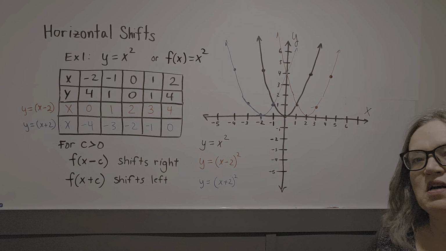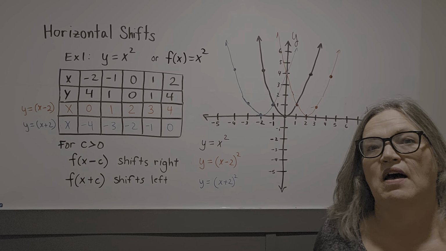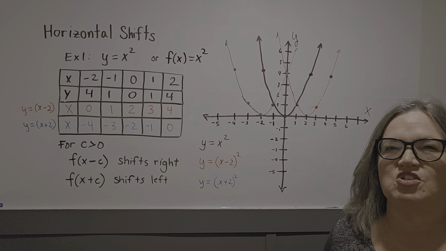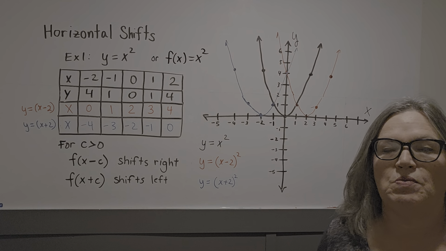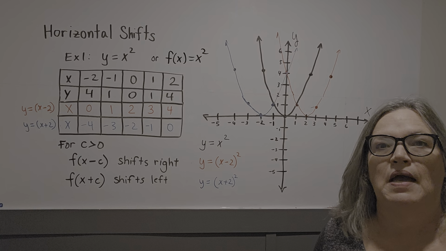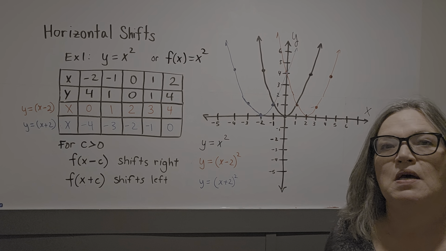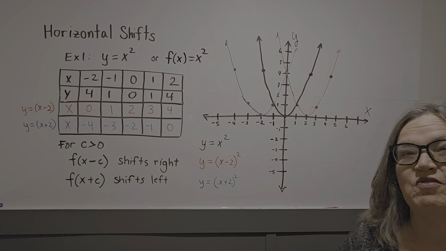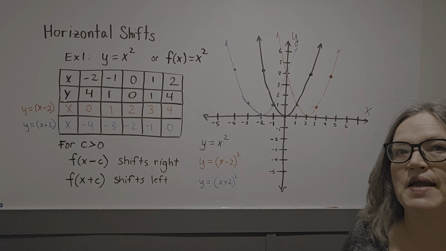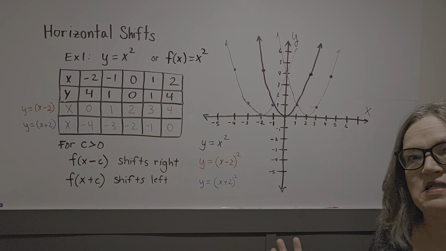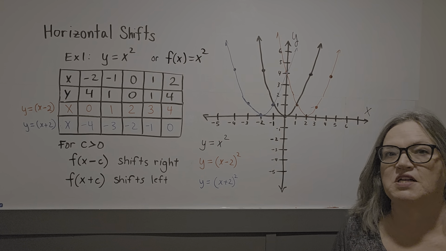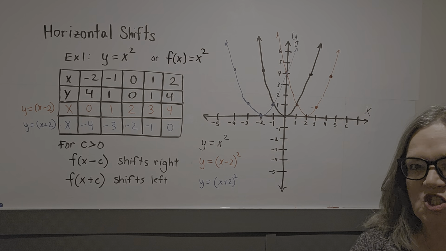So if you're adding a constant on the outside of the function, it's a vertical shift, and it's just very intuitive. Plus c is up, and minus c is down. But horizontally, you have to compensate. So if you shift to the right, that's going to be x minus 2 is to the right, and x plus 2, or c, is going to shift to the left.